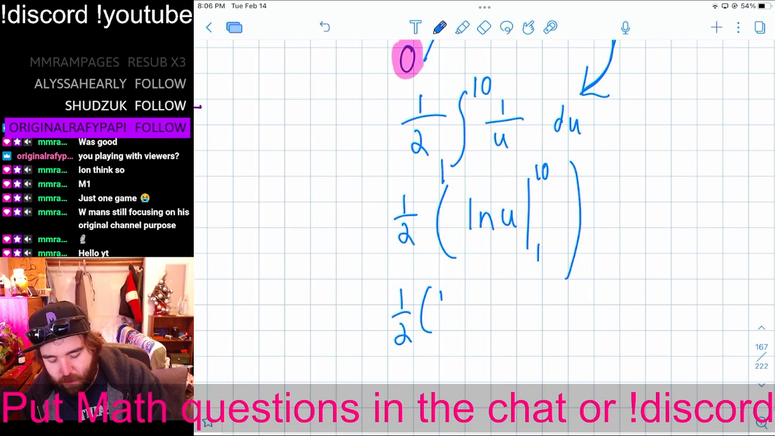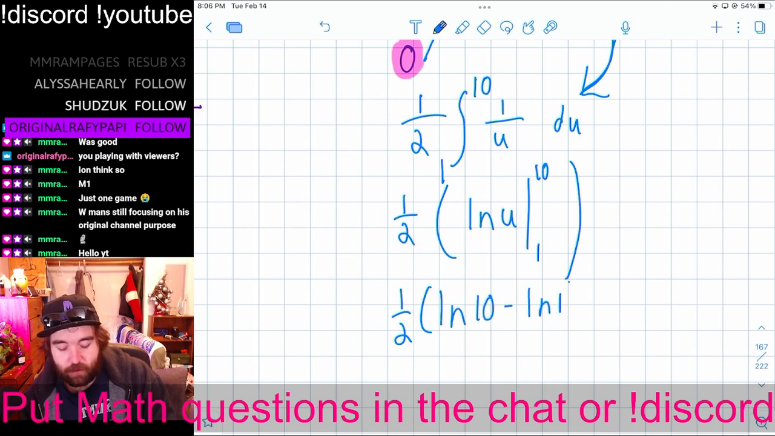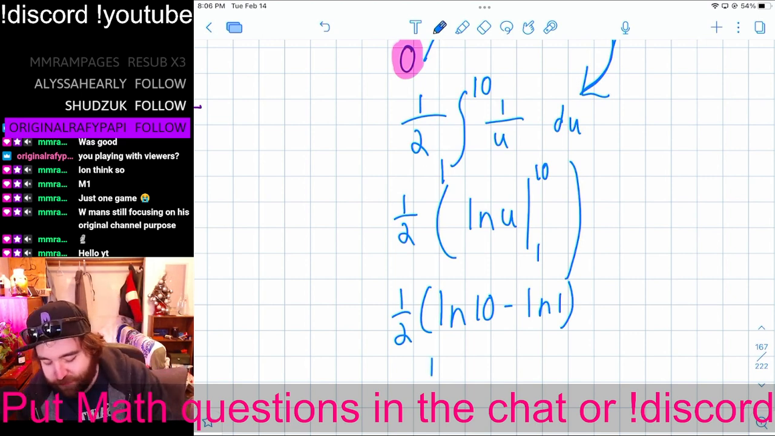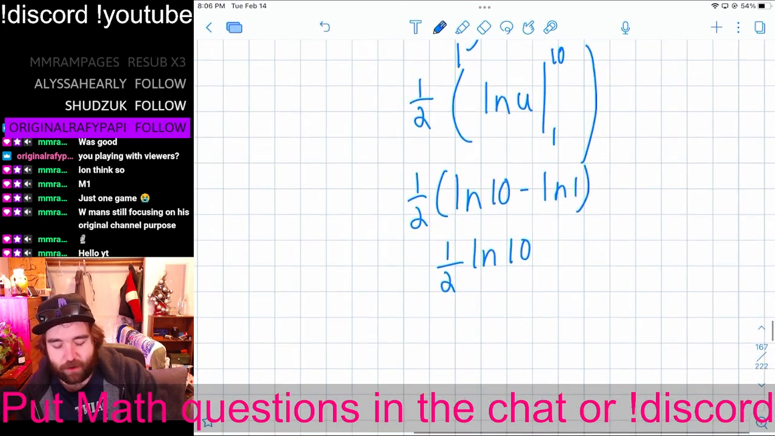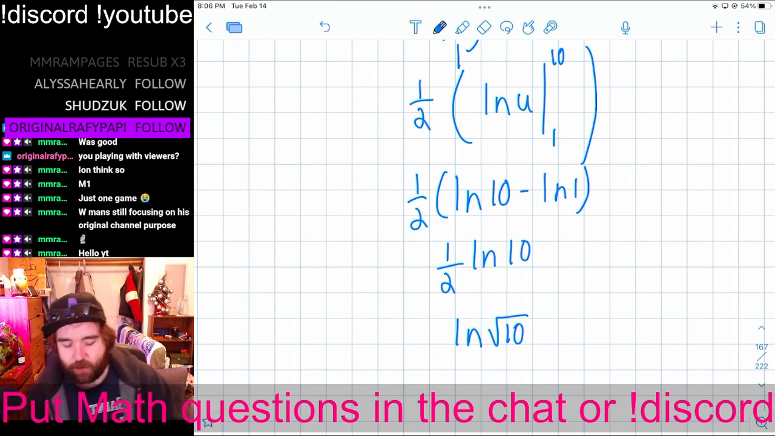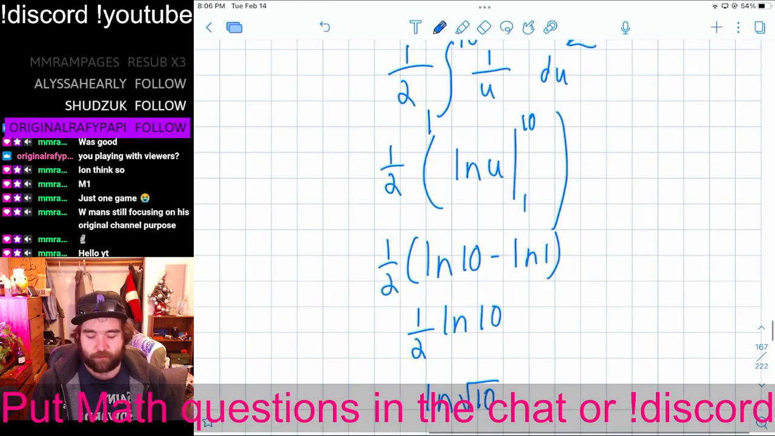So then you're just plugging in your numbers. 1/2 the ln of 10 minus the ln of 1. And the ln of 1 is 0. So we just end up with 1/2 ln of 10. Or if we wanted to go and use the rules, we could say the ln of root 10.